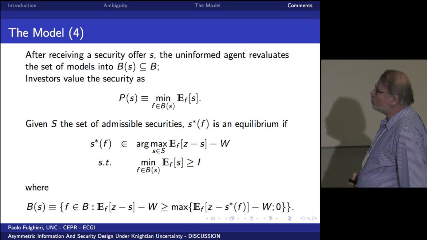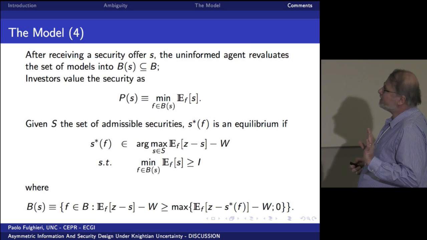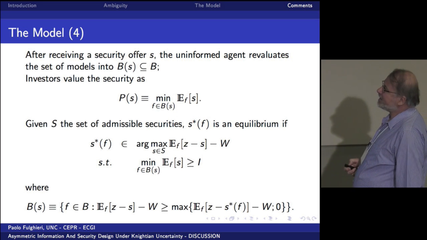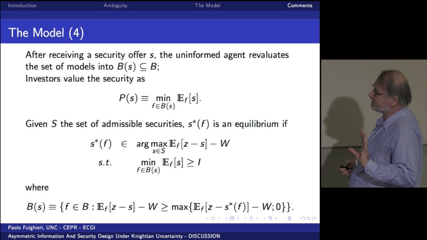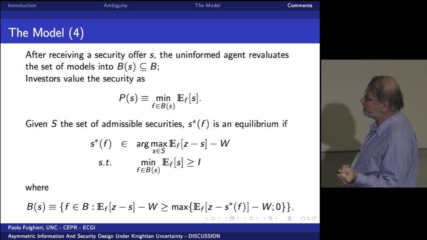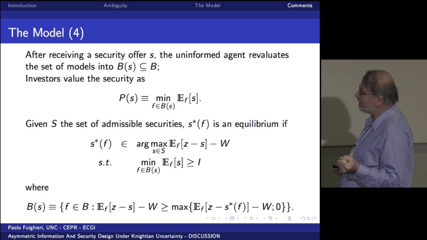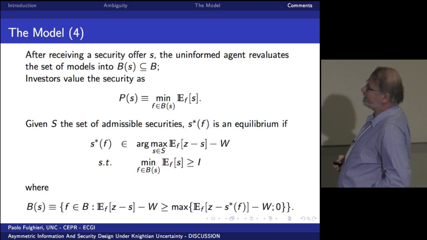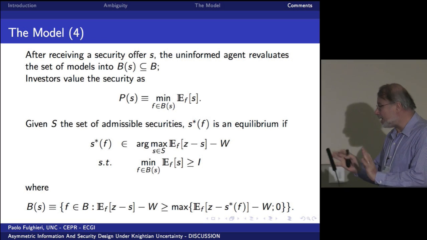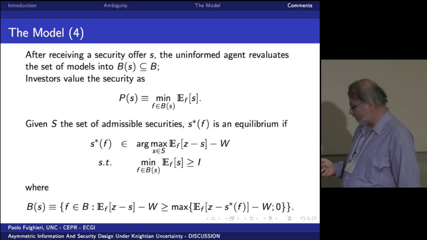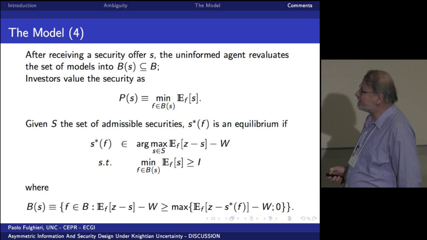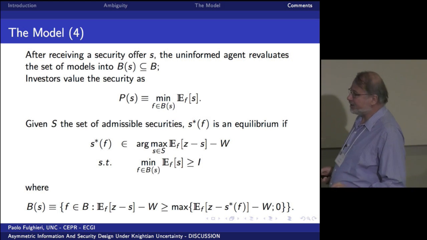Okay, so let's get to the model here. After receiving a security offer, the uninformed agent reevaluates the set of models and gets this set B of S, and then values the security by minimizing over the possible distributions F in this new set. And the equilibrium is determined in this way. So the key issue here is how to define the set of admissible types.